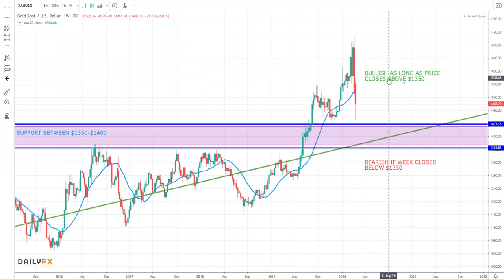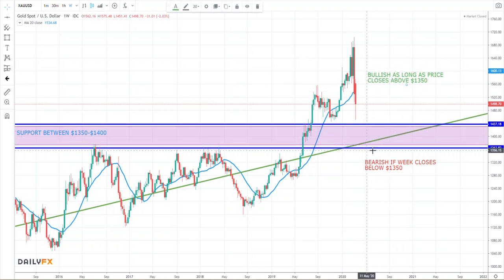But hey, I'm bullish as long as price closes above 1350. So as long as our weeks close above this line here, the 1350, we can see right around here is where price previously used that as resistance, and now it would be considered support.